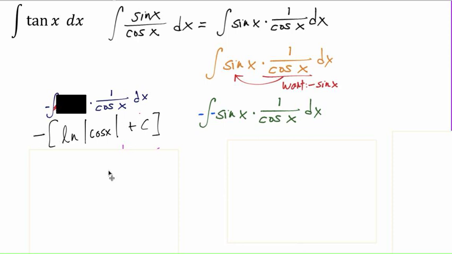Go ahead and distribute the negative. Keeping in mind plus c times negative 1 is still plus c, because it's not necessarily minus c, because if c was negative to begin with, then of course it becomes positive. So it's just a placeholder, so plus c.